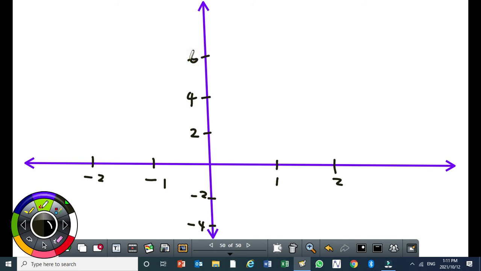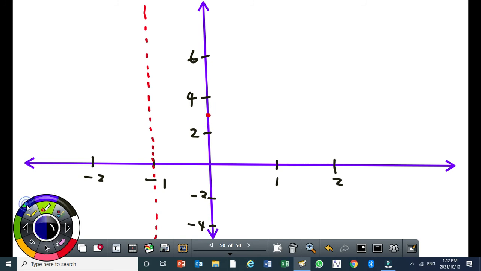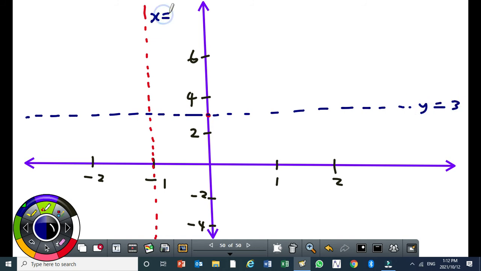Okay, so let's start with my asymptote. I've got x equal to minus 1, which passes through this point. So it will be somewhere like that. It will be that one there. Then I have a horizontal asymptote at y equal to 3. So y equal to 3 is somewhere here. So that's y equal to 3. And remember, this is x equal to minus 1.